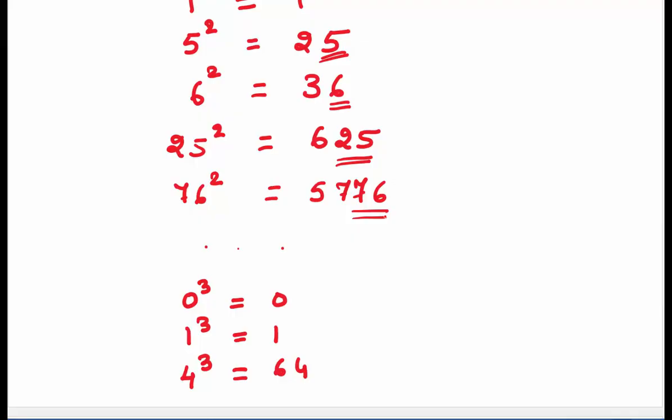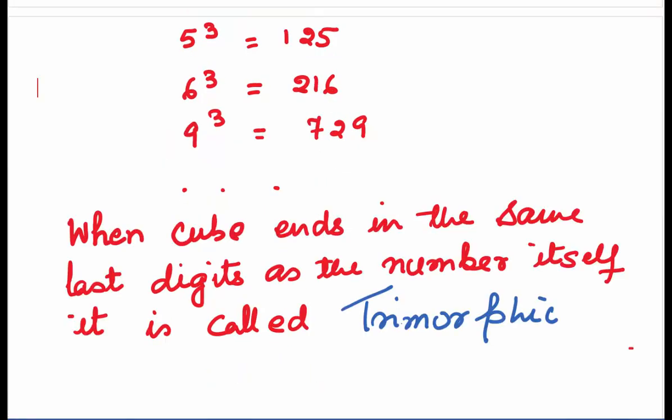Let's cube the numbers. So now if you take 0 cube, you get the last digit as 0 of the number. When you take 1 cube, you see you get 1. Last digit is 1. When you take 4 cube, your cube ends in the number itself. When you take 5 cube, you get 125. Number ends in 5 itself. Take 6 cube, you get 216. Number ends in 6 itself. 9 cube gives us 729. The number ends in 9 itself.